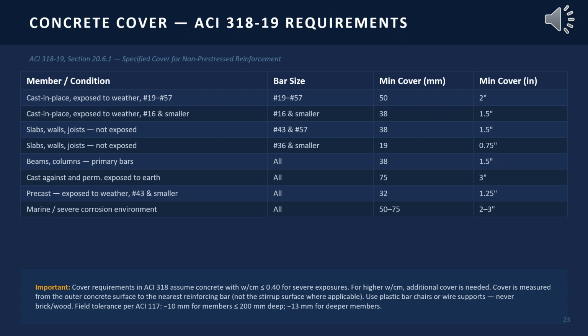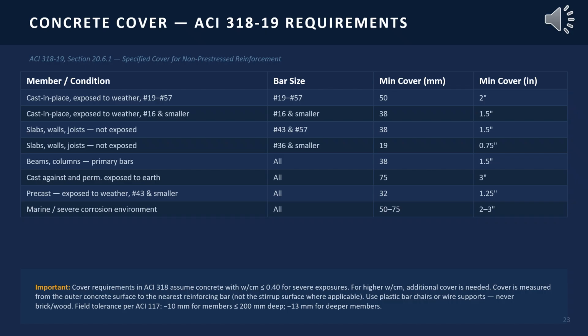For concrete exposed to weather, like exterior walls and beams, the cover depends on bar size. For bars number 19 to number 57, the minimum is 50 millimeter. For smaller bars, it's 38 millimeter. For interior slabs, walls, and joists not exposed to weather, cover can be reduced to as little as 19 millimeter for smaller bars and 38 millimeter for the largest bars. For beam and column primary reinforcement, the standard minimum is 38 millimeter.